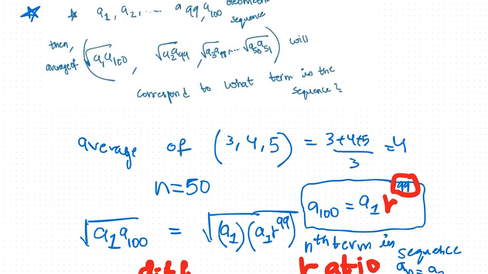Let's do one small change in the question. So instead of A1 and A100, let's make it A1 and A99, A2 and A98, A3 and A97, and so on down to A50 and A50.